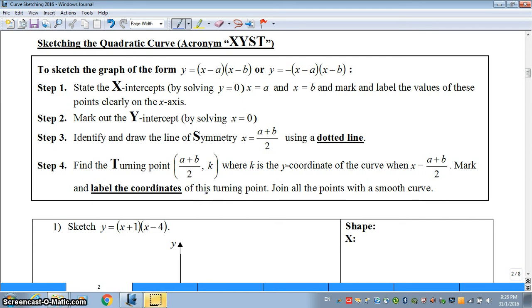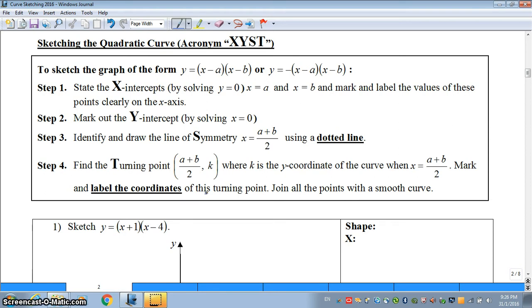Hi, please turn to page 2 of your curve sketching note. We are going to start sketching the quadratic curve now. Before we begin, I would like you to remember the steps, which is XYST. We will be doing our curve sketching using these four acronyms, XYST.